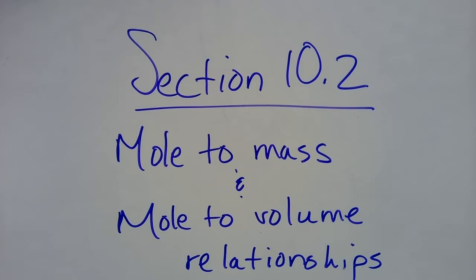So section 10.2 is working with conversions. You have to remember your factor label method and use it, going from moles to mass and moles to volume at STP. Those are important relationships that we need to use conversions for.